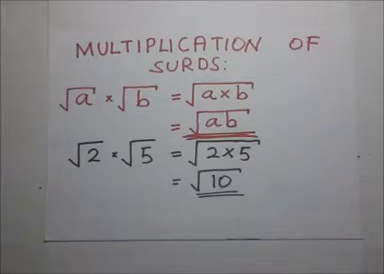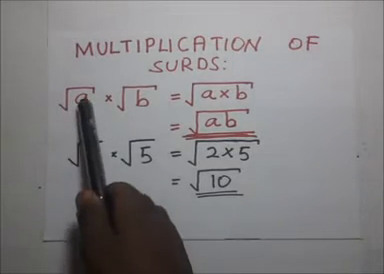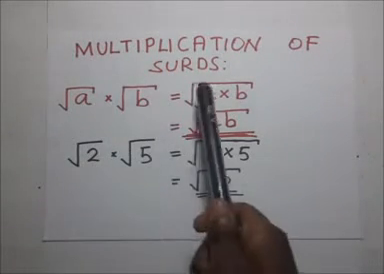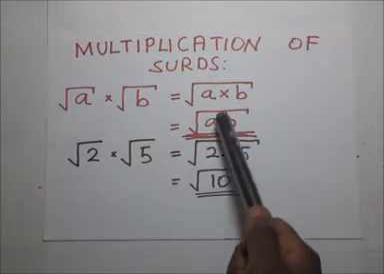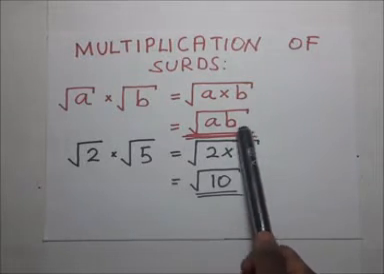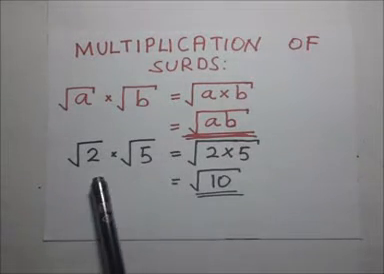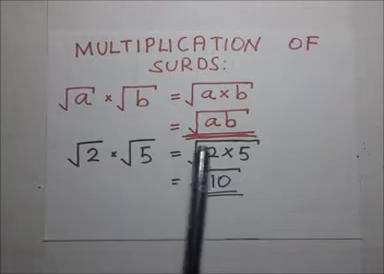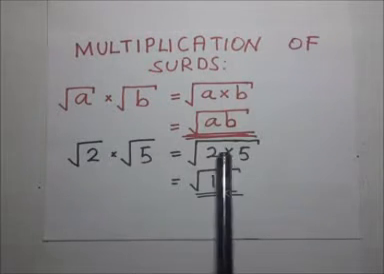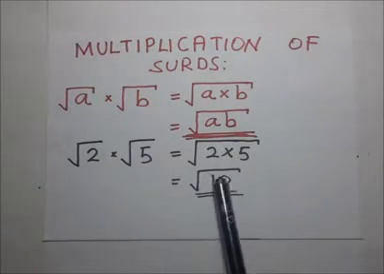Now, it is as simple as what we've been doing before. When we are multiplying surds, for example root of a times root of b, it's the same as the square root of a times b, which is the square root of ab. An example here is that the square root of 2 times the square root of 5 is the same as the square root of 5 times 2 combined, which is the same as the square root of 10.